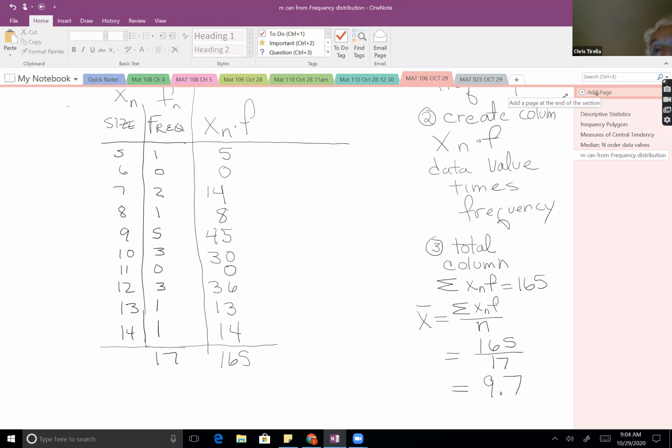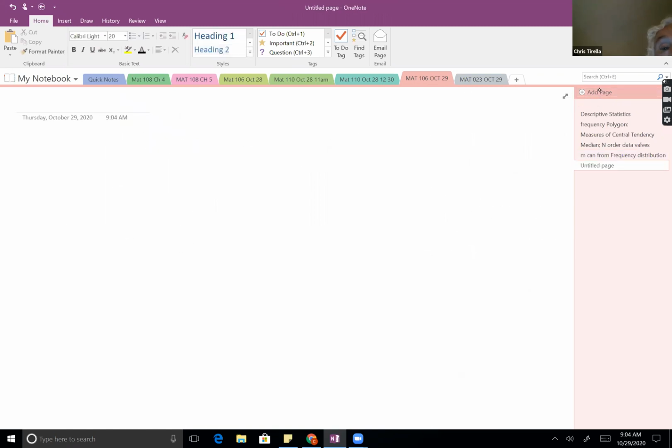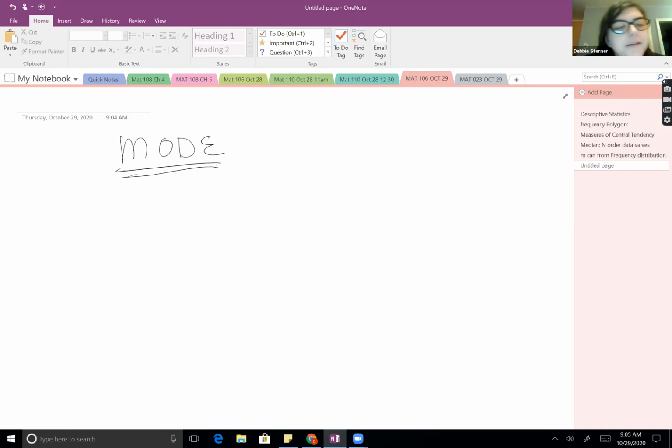If those are all right, then the next measure of central tendency is the mode. Has anybody ever heard of the mode? Yeah, what is it? I can't remember. Okay, it begins with MO. It's the value that occurs most often. It's the value with the highest frequency.